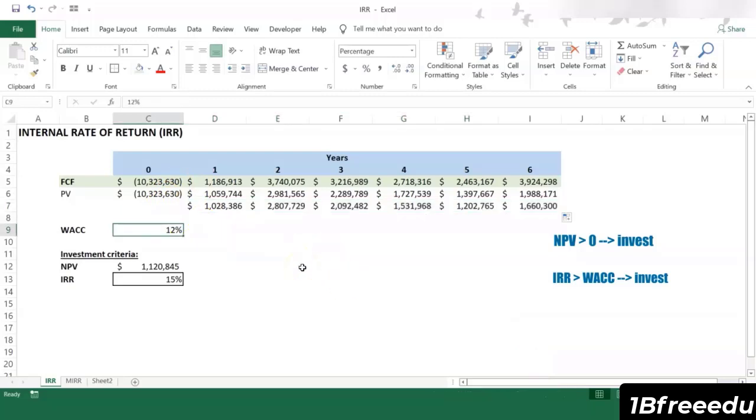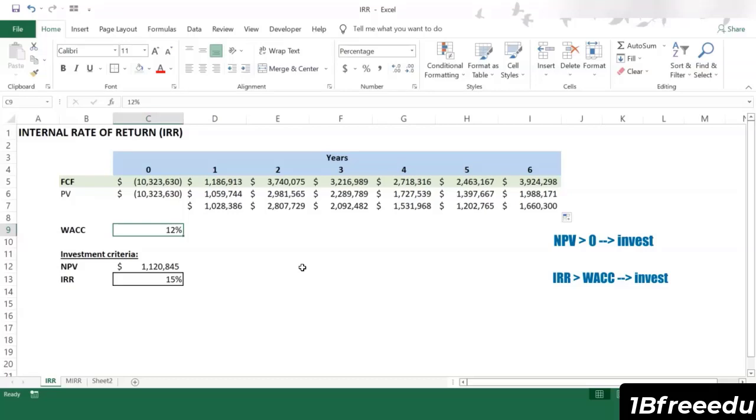WACC is a measure of a firm's cost of capital in which each category of capital is proportionally weighted. So all sources of capital, including common stock, preferred stock, bonds, and any other long-term debt, are included in the WACC calculation. In theory, any project with an internal rate of return greater than its cost of capital should be profitable. And in our example, our IRR is greater than WACC, and this project is profitable.